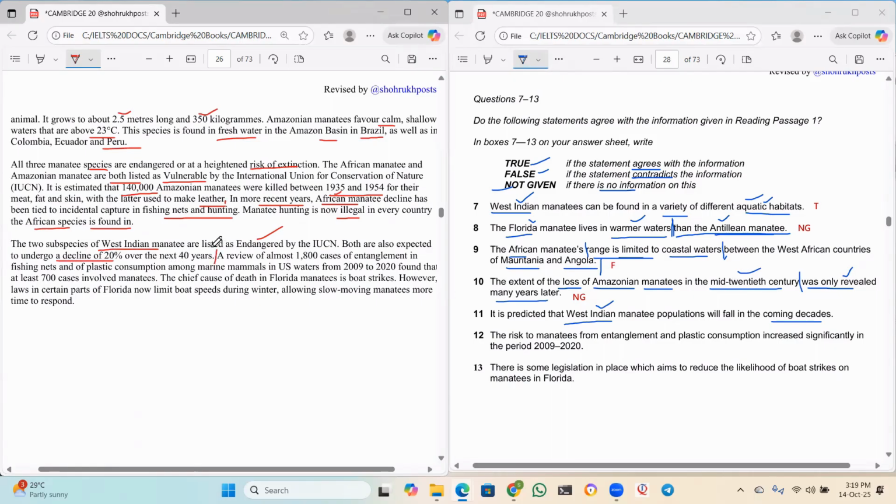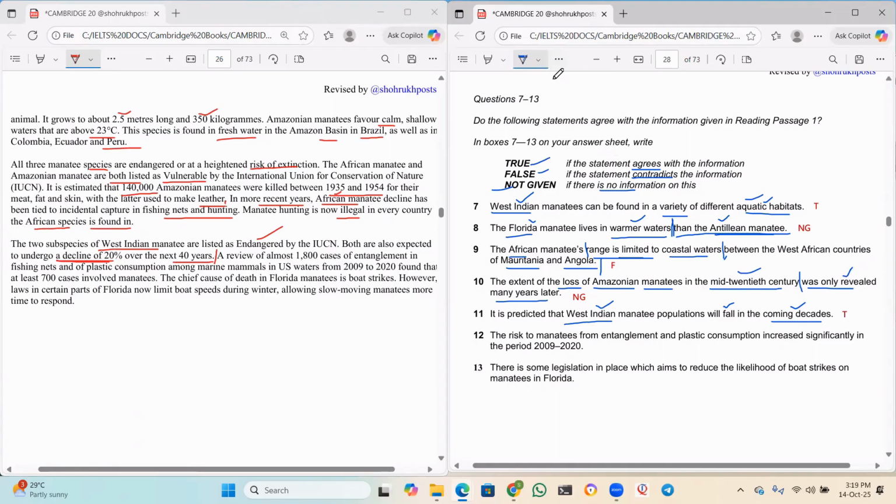I think I got my answer, guys. Did you get it? Yes or no? It is predicted that West Indian population will fall in the coming decades. Will fall. Fall means decline. You see, both are expected to undergo a decline of 20% over the next 40 years. Yes, 40 years is coming decades, and decline of 20% means will fall. West Indian manatee. Yes, exactly. This statement is exactly matching with what is given in the paragraph. Now, only this can be true.